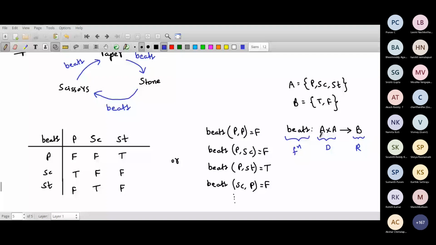So domain is A cross A, right? And they are mapping to either true or false. So the range is only the true false set. All right. So the beats function maps from A cross A to B. Okay. All right. So let's move on.